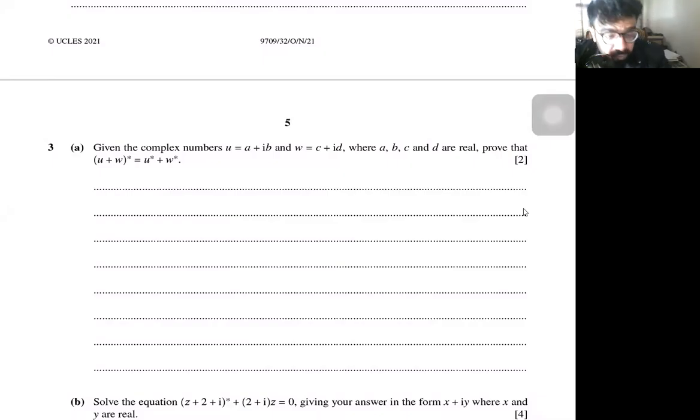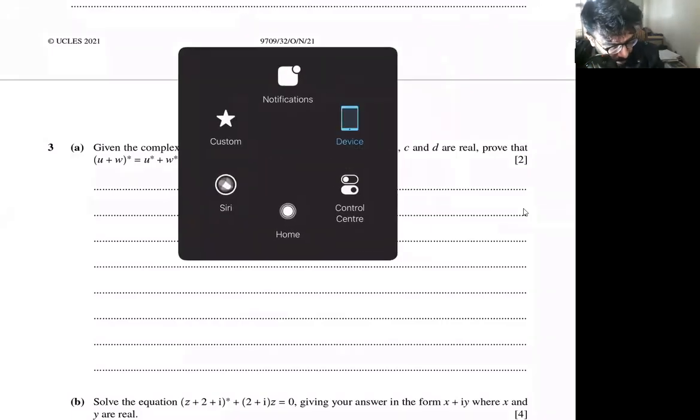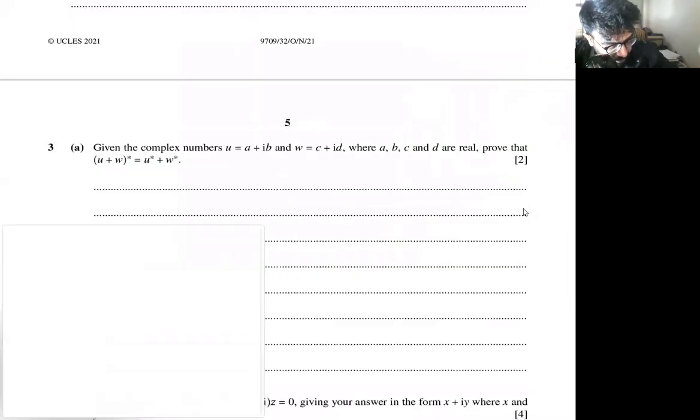All right, so here we have question number 3 from October-November 2021, paper 3, variant 2. The topic is complex numbers. This question is worth 6 marks.